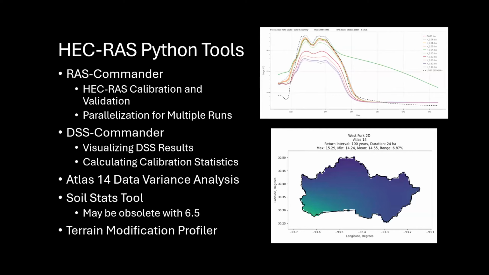I think that's what AI really unlocks. We also have DSS-Commander, which helps visualize the DSS results. That upper right-hand corner is DSS-Commander's results, along with a calibration set that I ran with RAS-Commander. I've also got some tools we've been building for doing data variance analysis on Atlas 14 data, and getting soil stats from soils layers directly, which I think may actually be obsolete with 6.5, but I haven't used that particular feature yet. And the one we're going to cover now, very quickly, is the terrain modification profiler.